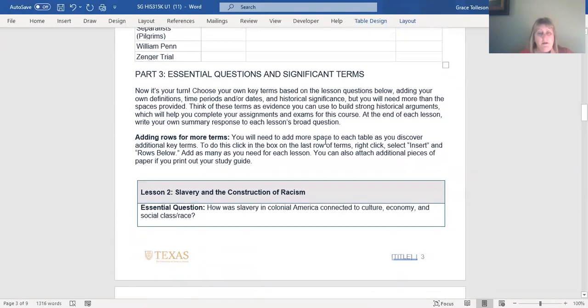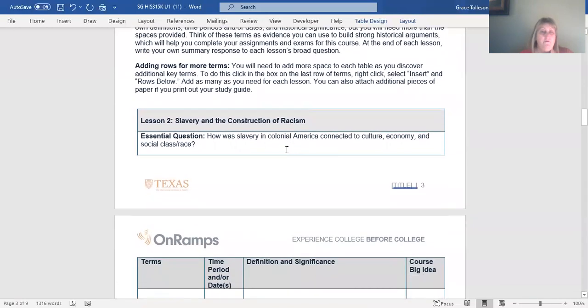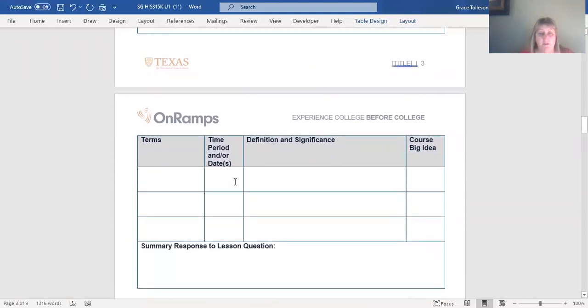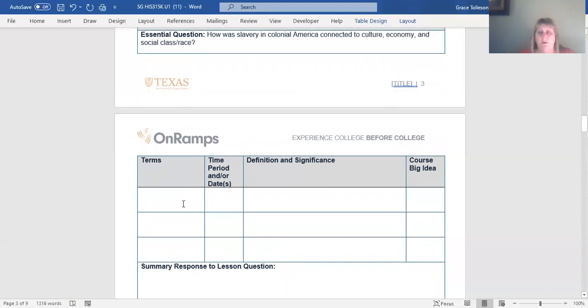Part 3, you will see that there is a part for every lesson in the unit. You have an essential question. This is the same essential question as was found up at the top of the page. Okay. You see there are places for terms. You are not provided the terms here, but as you are reading before you come to class on the additional readings for each lesson, as you come across an event or a person or a term that you feel is important, you can fill it in here, the term, the date, the significance, the big idea.